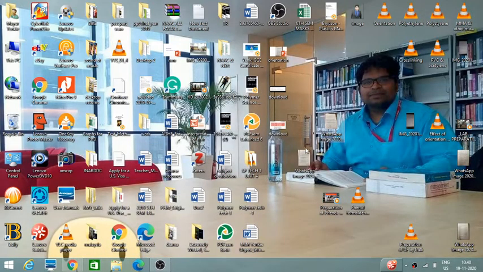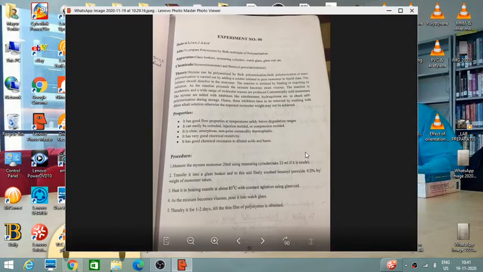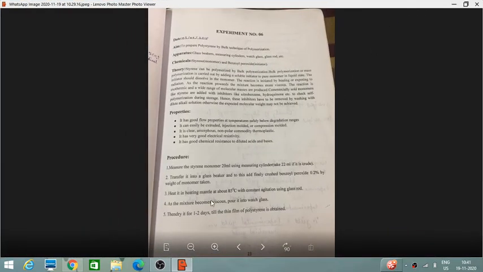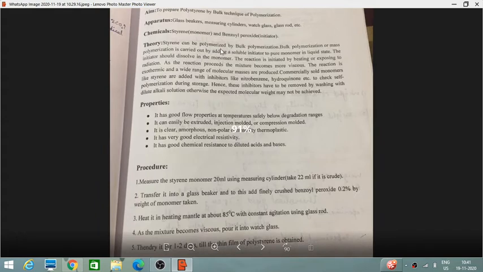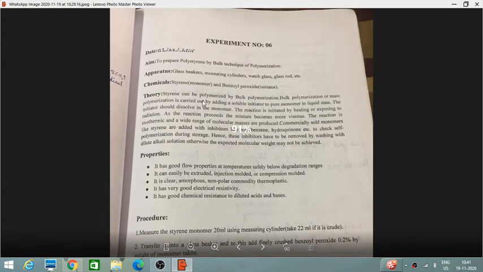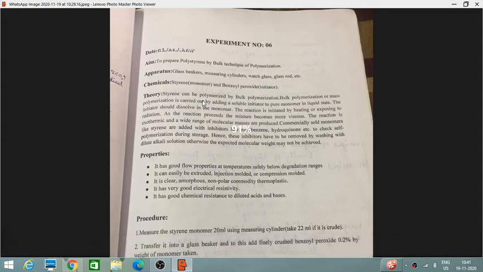Hello friends, today we will see another experiment, number 6, to prepare polystyrene by the bulk technique of polymerization. Since this is a bulk technique, there is no other impurity except the monomer and the initiator, which are the reactants obviously, and no other additives. Therefore the product you will get will be quite pure. So the aim is to prepare polystyrene by bulk technique.